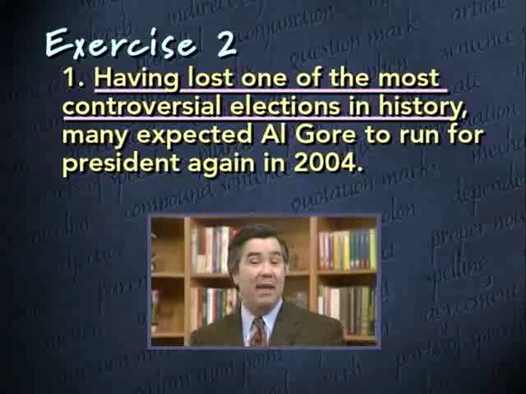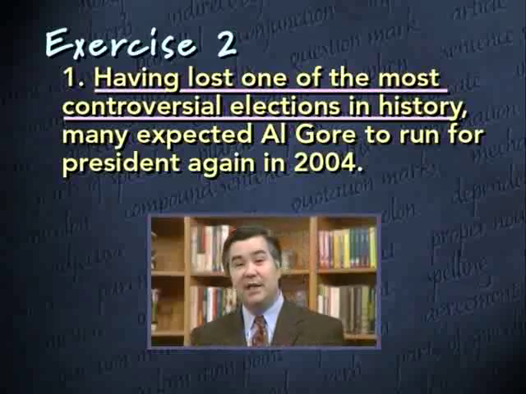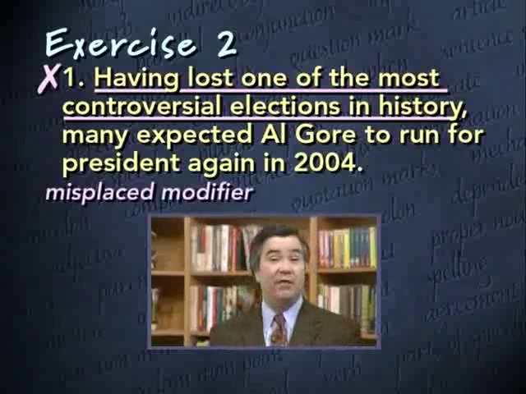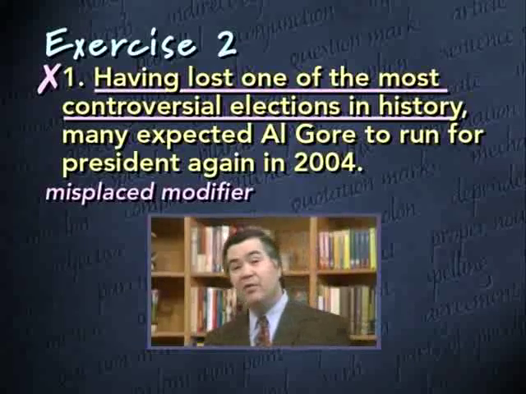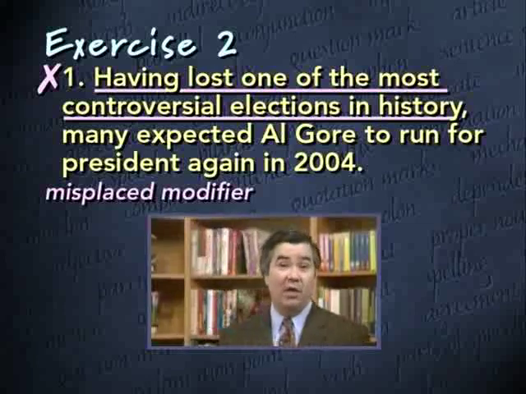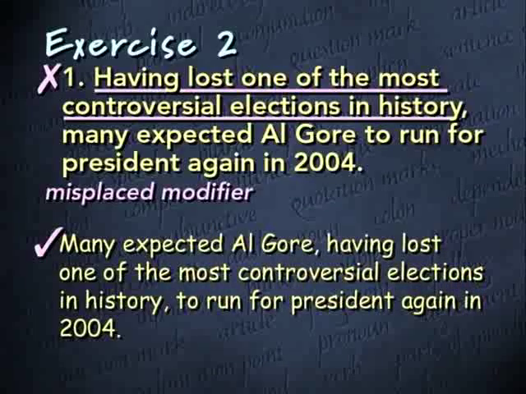not by the pronoun many. Now, as with many of these kinds of sentences, there's more than one way to fix it. This is technically a misplaced modifier. The modifying phrase should be next to Al Gore. So one way to fix it would be to simply move the entire phrase next to Al Gore, in which case the sentence might read like this. Many expected Al Gore, having lost one of the most controversial elections in history, to run for president again in 2004. This is all right. It would be a perfectly correct way of fixing the sentence. It does put the modifying phrase right next to the word it's intended to modify, Al Gore.